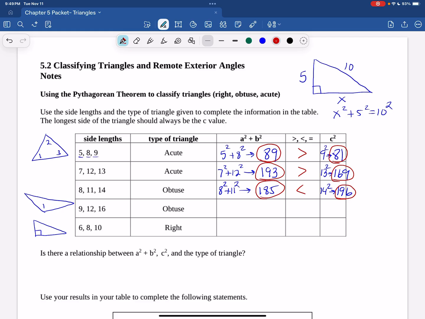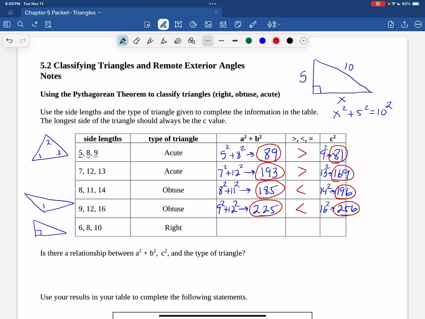All right, and then let's look at the other obtuse triangle. We're going to take 9 squared and add 12 squared. So that's 81 plus 144, which is 225. And then 16 squared, that's 256. So we're going to compare 225 to 256, and notice that that again is less than.